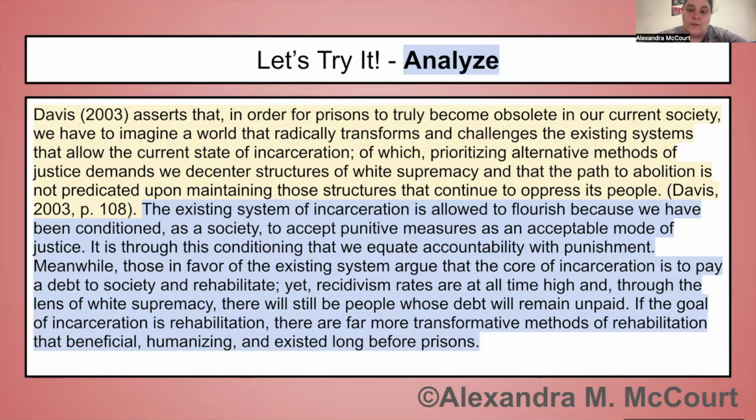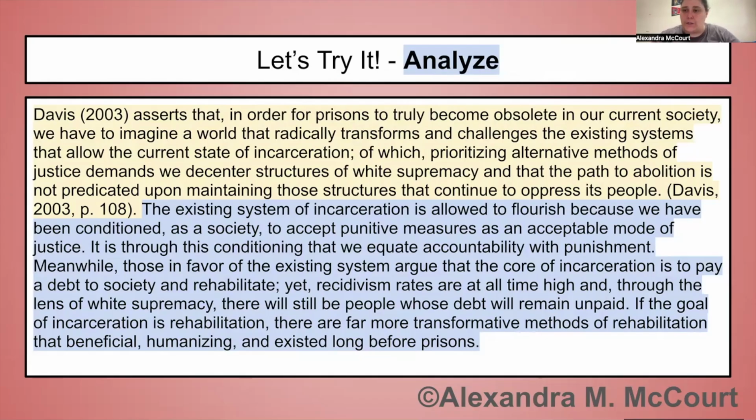The existing system of incarceration is allowed to flourish because we have been conditioned as a society to accept punitive measures as an acceptable mode of justice. It is through this conditioning that we equate accountability with punishment. Meanwhile, those in favor of the existing system argue that the core of incarceration is to pay a debt to society and rehabilitate. Yet, recidivism rates are at an all-time high, and through the lens of white supremacy, there will still be people whose debt will remain unpaid. If the goal of incarceration is rehabilitation, there are far more transformative methods of rehabilitation that are beneficial, humanizing, and existed long before prisons.